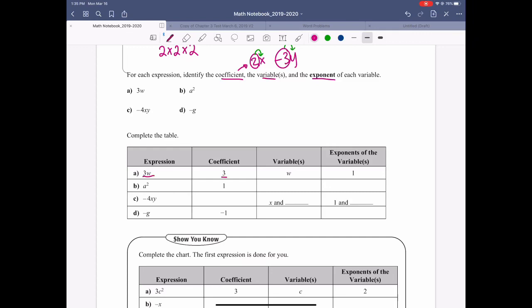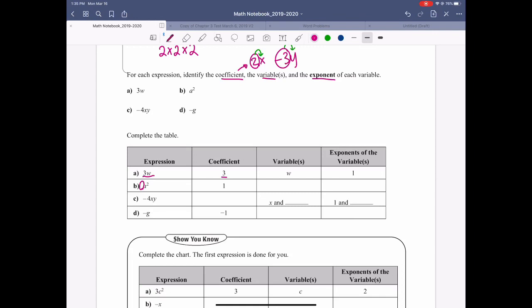So the first one here, we have 3w. Coefficient will be the 3 in front of the w. Variable would be our w. And then the exponent on the variable w is 1. If there's nothing on the variable, it's a 1, okay? Just keep that in mind, please. Now, expression number 2, a squared, the coefficient, there's no number in front of it. There's no number multiplied by the variable a, so we assume it's a 1.